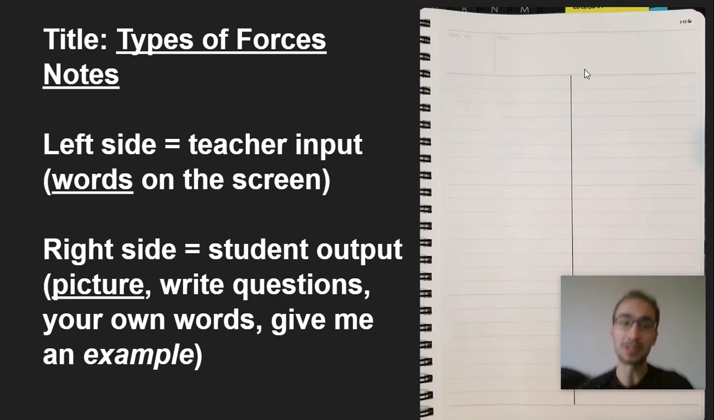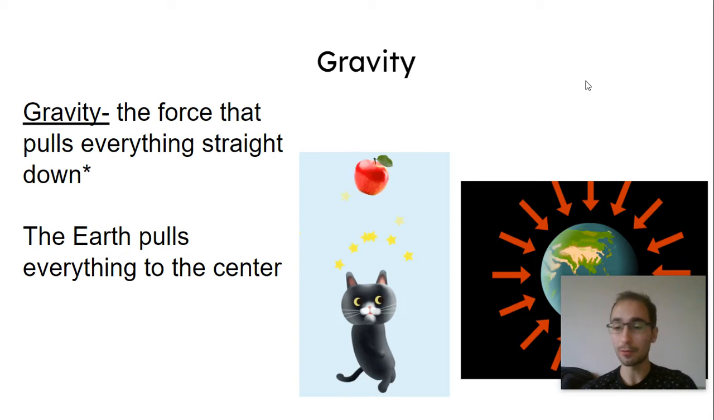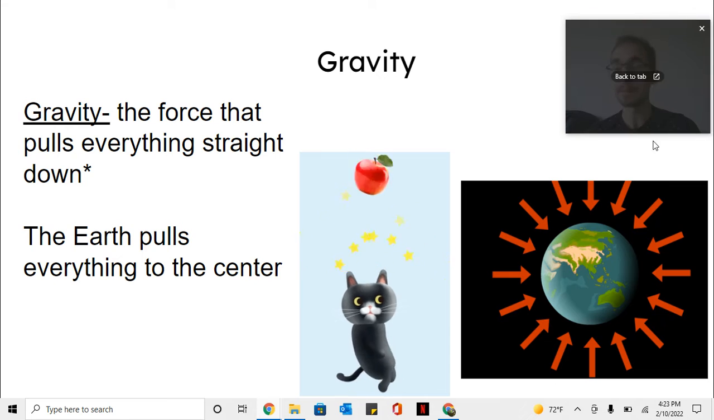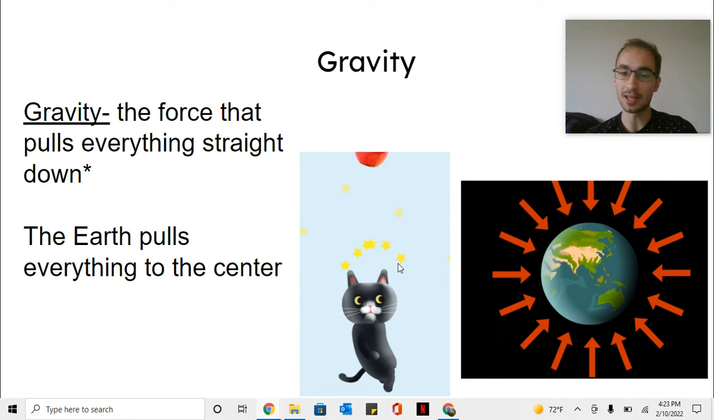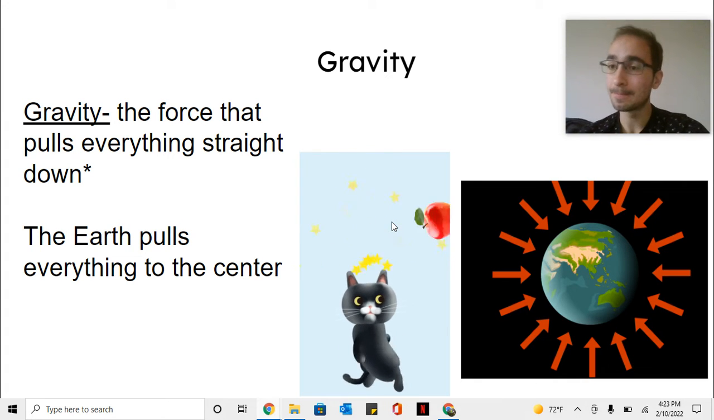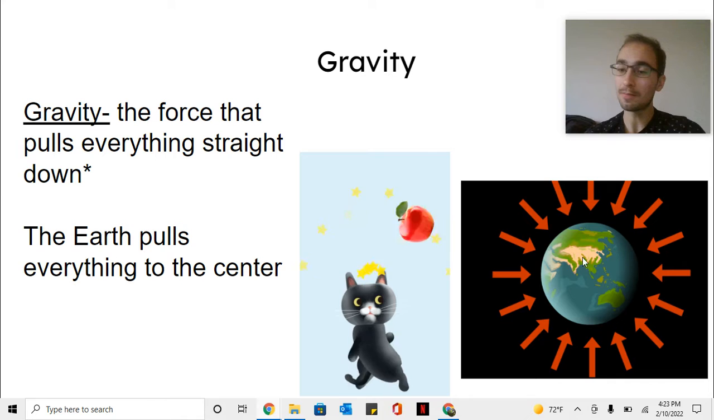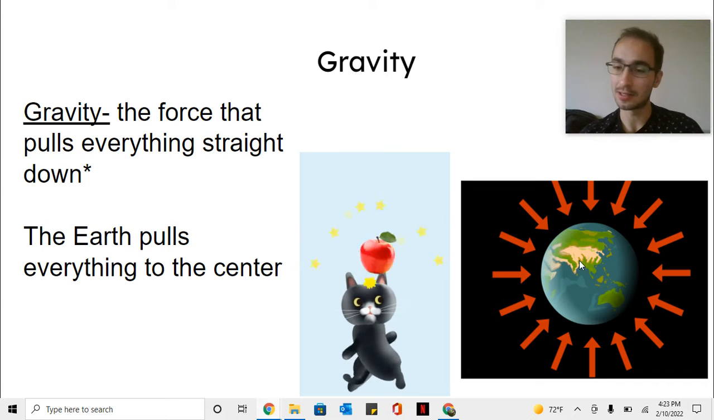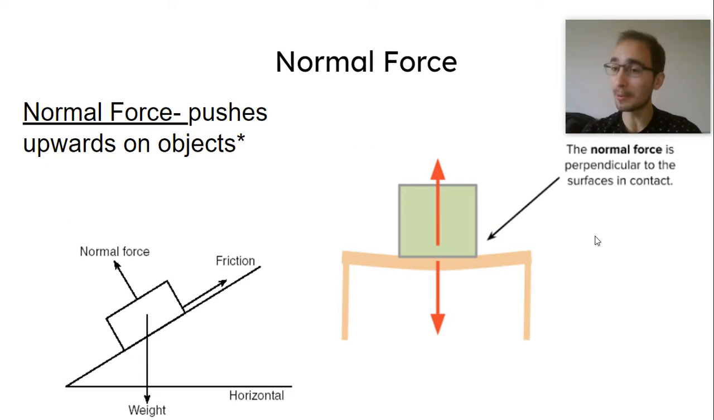Today, we're going to be learning about the different types of forces. Okay? Force number one, we all know it. Gravity. Okay? The classic example is an apple falling. Gravity is the force that pulls everything straight down. Okay? Technically, it's pulling everything towards the center of the earth, because the gravity comes from Earth's large mass. So it's pulling everything towards the center. Okay? We all know that one.